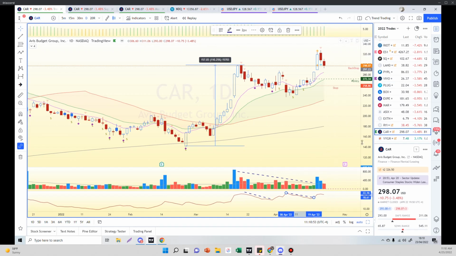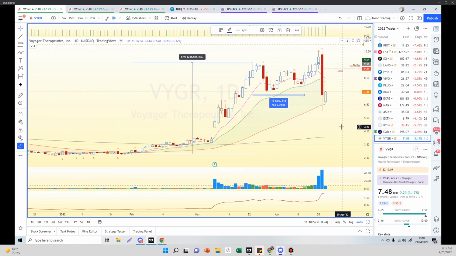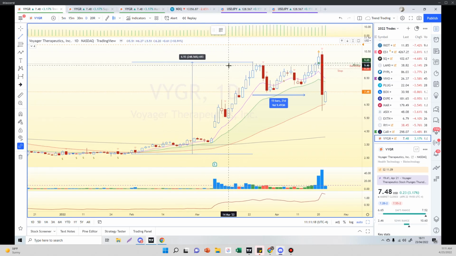So that's 2 from last week. I think this was also a high tight flag, which didn't work too well. This is one that I bought at the Classic Pivot, and the reason for that was, I'll go through it. So nice, we get 250% move.